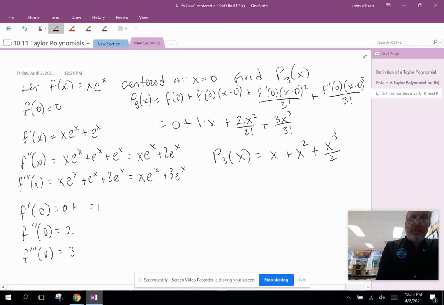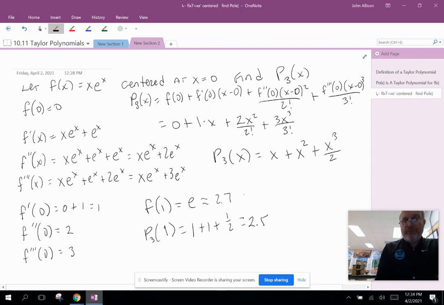If we wanted to use this to approximate this function at x equals 1, we already know the value of f of 1. F of 1 is equal to e. For this third degree polynomial, we would evaluate p sub 3 at 1, and we would get 1 plus 1 plus 1/2, which would be 2.5. We know that e is approximately 2.718.